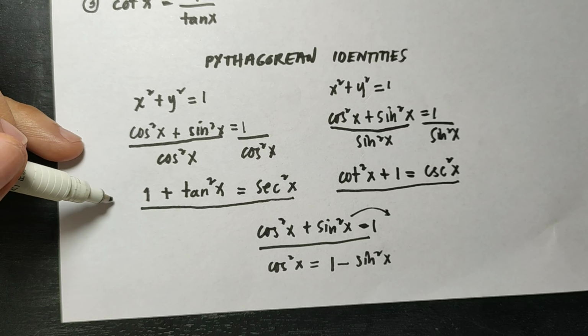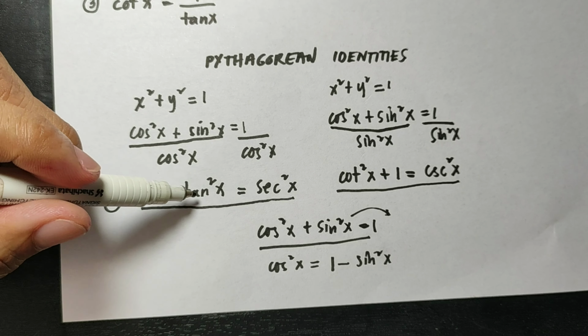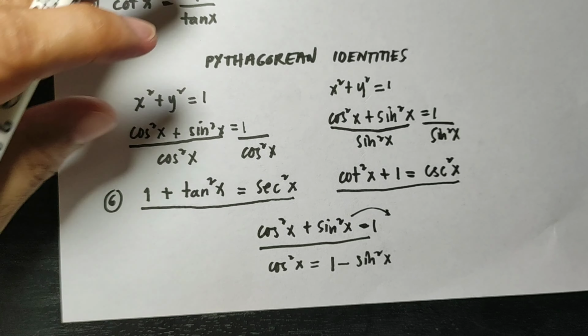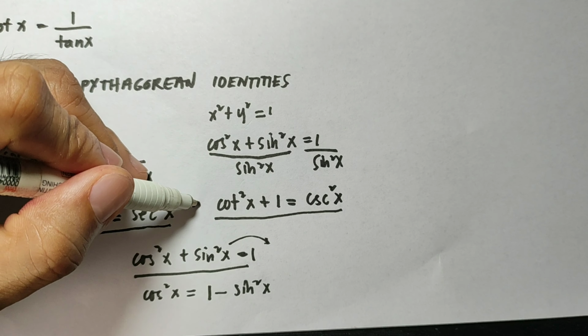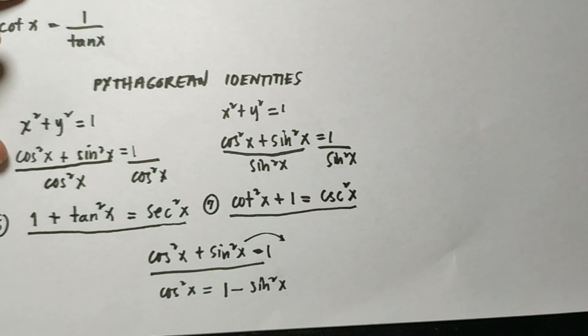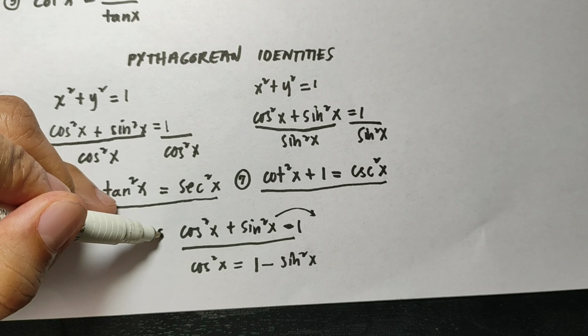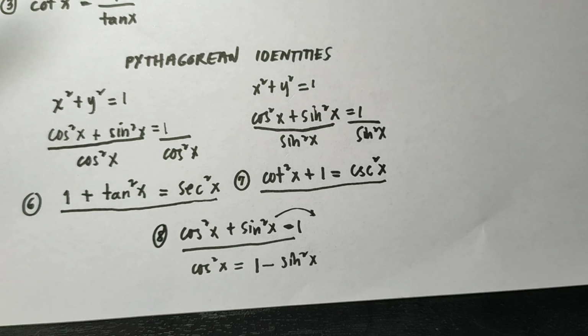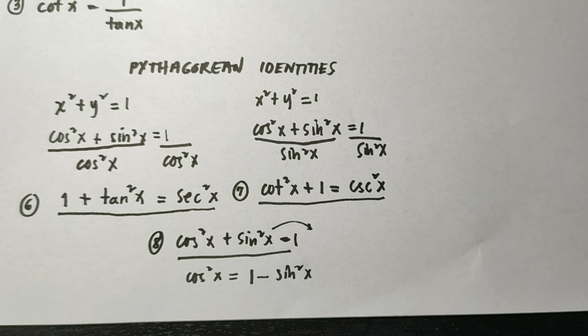Number 6, we have 1 plus tangent squared x equals secant squared x. Number 7, we have cotangent squared x plus 1 equals cosecant squared x. Number 8, we have cosine squared x plus sine squared x equals 1. You have to remember all of these for you to be able to simplify some trigonometric expressions.